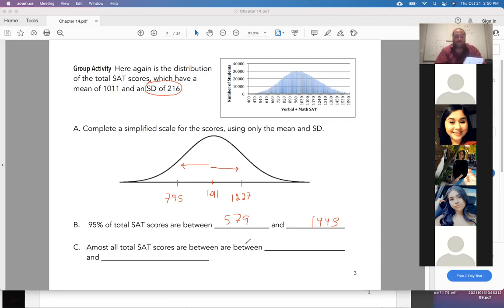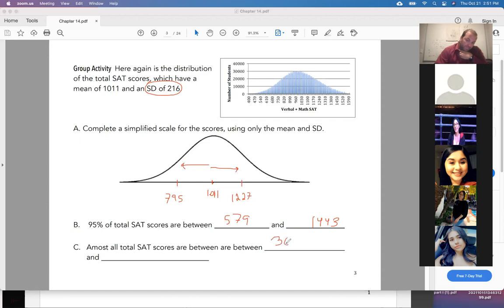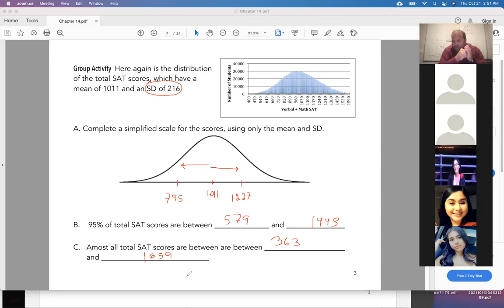And almost all scores are between what two numbers? 363 and 1,659. Now, of course, we know that SAT scores cap at 1,600, or at least they did in my day, then they stopped and they went back again, I think, right? Are they back to 1,600 again? I know there was a time they were 2,400, but I'm pretty sure they went back to 1,600. It went back to 1,600.